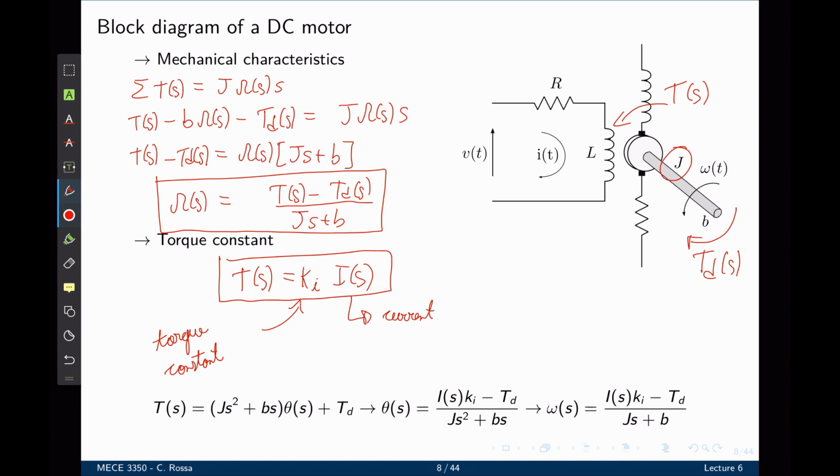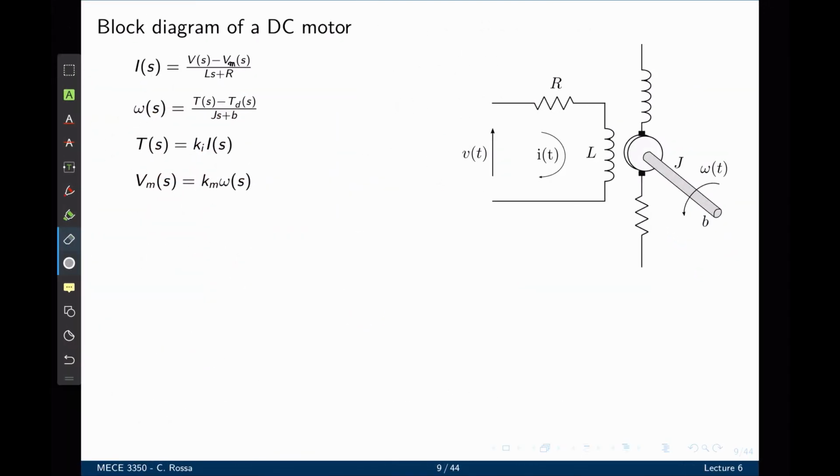Now from this analysis, we created four expressions. Now let's see if we can write that in the form of a block diagram. Here is a summary of the four equations we determined before. Now let's try to write them in the form of a block diagram. The input to this system is V of t, the voltage applied to the motor. And the output, in this case, is the speed.